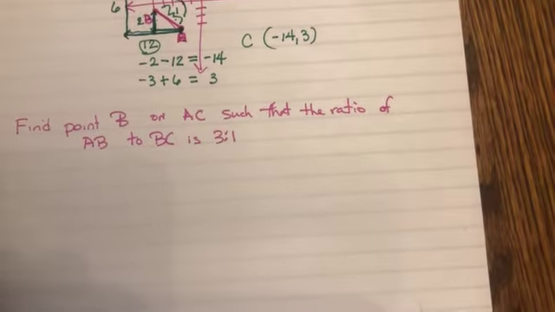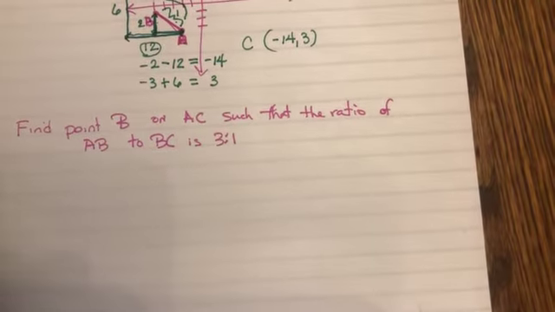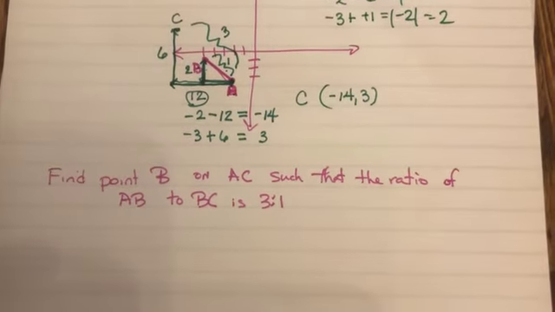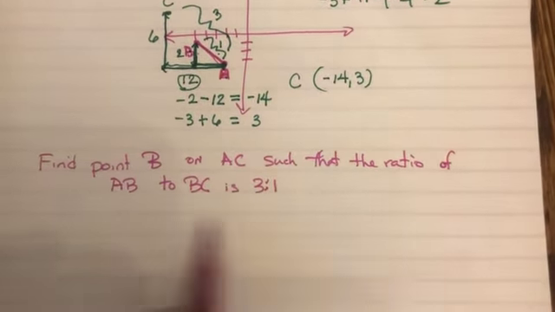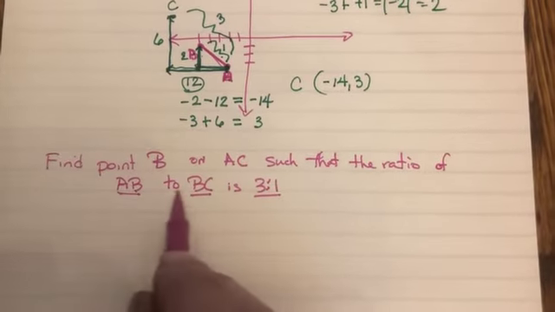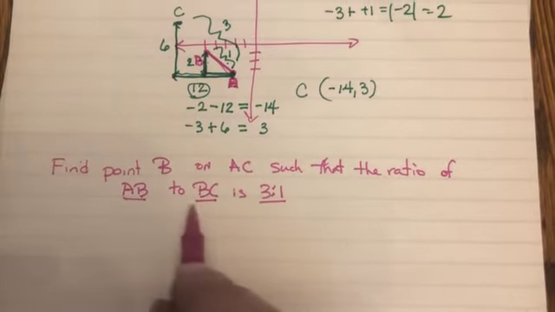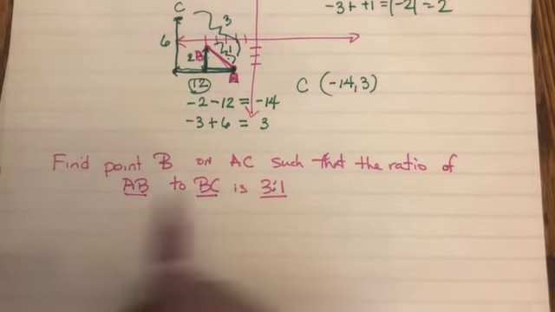All right, I was going to do one more yet. I just didn't finish the problem when I was getting ready for this. So find point B on AC, so it's the ratio of A to B, and B to C is 3:1. You'll notice that B is a common point, so B is in between A and C in this case.